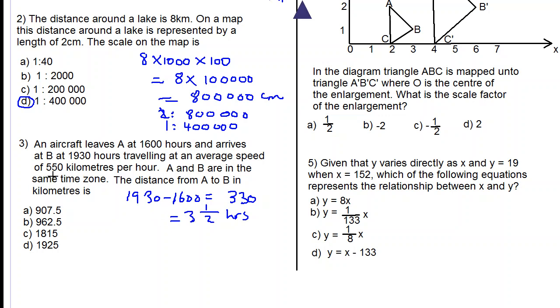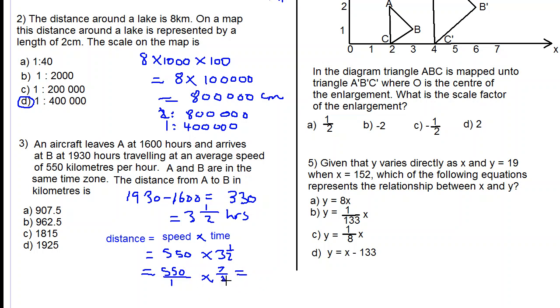So we have the average speed of 550 kilometers per hour. Now we want to find distance. So the distance is equal to speed multiplied by time. Alright, so let's do that. We have the speed of 550. We are multiplying by 3.5. Let's change 3.5 to an improper fraction. So we have 550 over 1 multiplied by, 2 3s are 6 and 1 is 7, over 2.